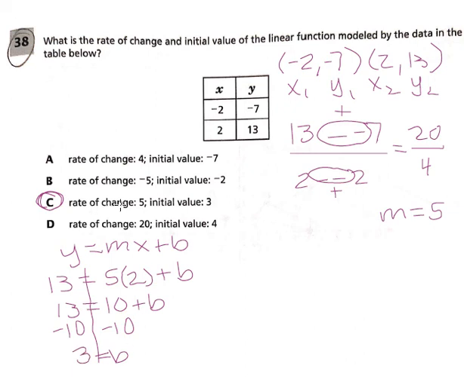So that's a rate of change, a slope of 5, initial value of 3. This is y equals 5x plus 3, or 3 plus 5x. Remember, the important thing is that the rate of change is attached to the variable.